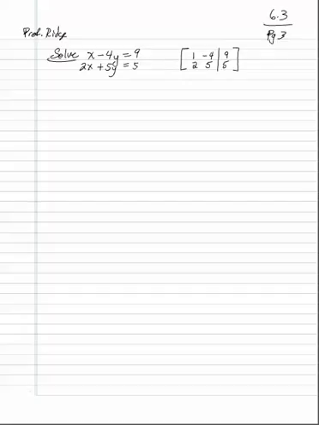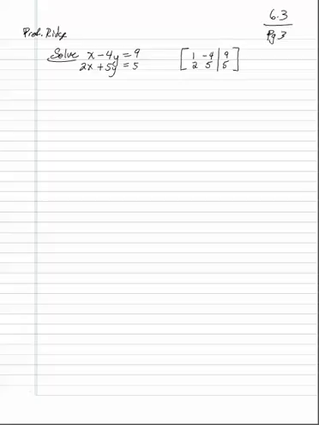Okay, let's try an example. Solve x minus 4y equals 9 and 2x plus 5y equals 5. Now I already wrote the augmented matrix that goes with that. So we got 1, negative 4, 9. And then row 2 is 2, 5, 5, because 2x plus 5y equals 5.